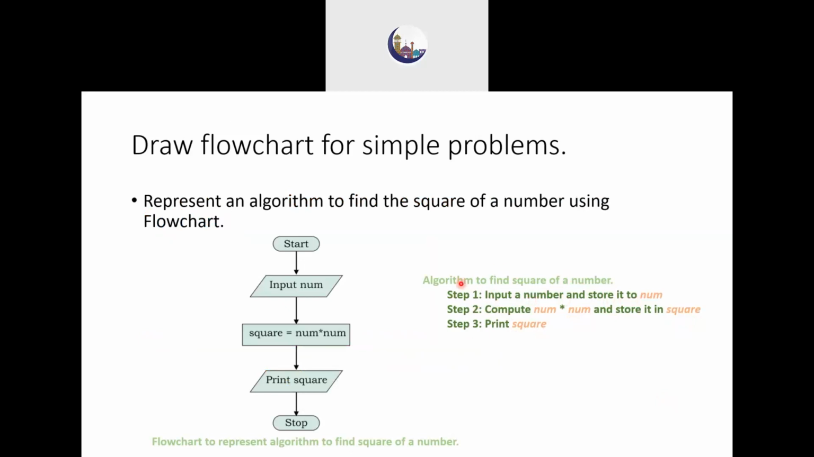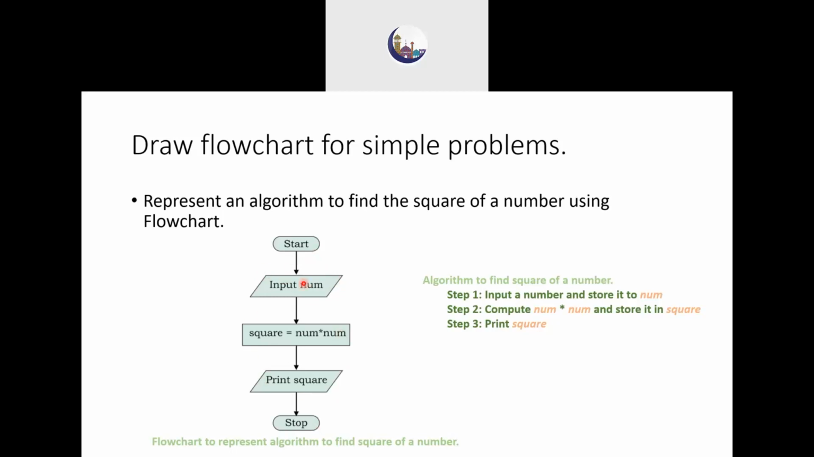The same algorithm can be depicted in a flowchart format in this way, where we are writing the first step as start. Second, we are taking the input into a variable called num, and then we are writing square is equal to num into num, and then the next step to print that square value, and then finally stop. Do remember, every algorithm should have a start and a stop. In between, you need to process something.